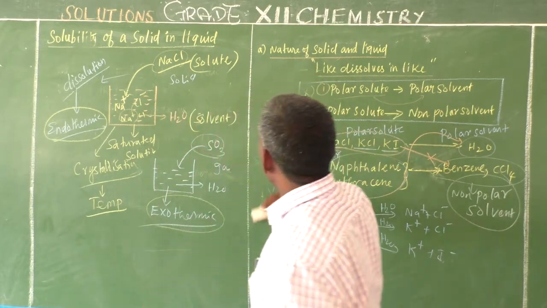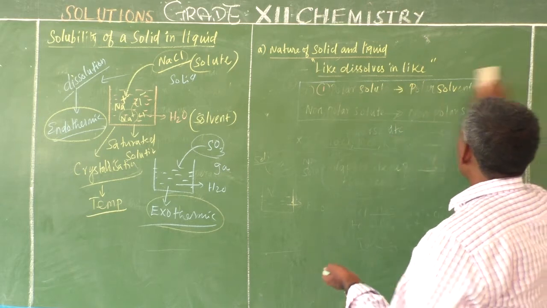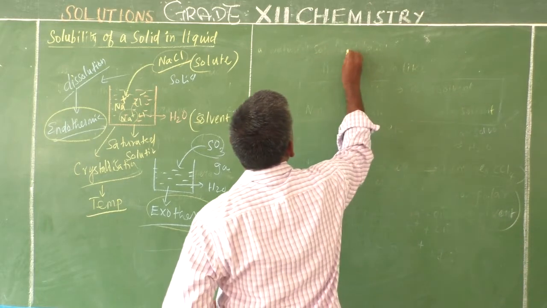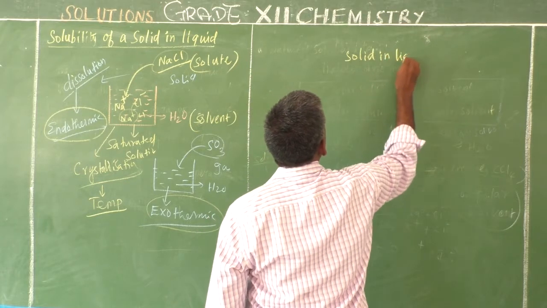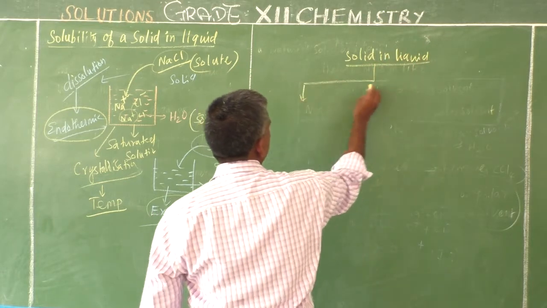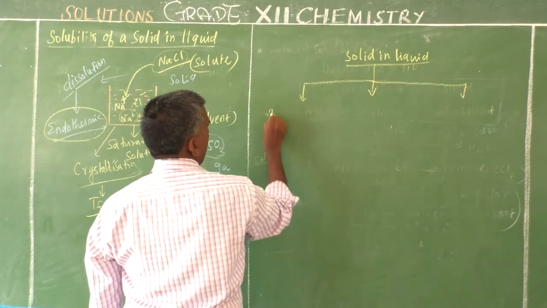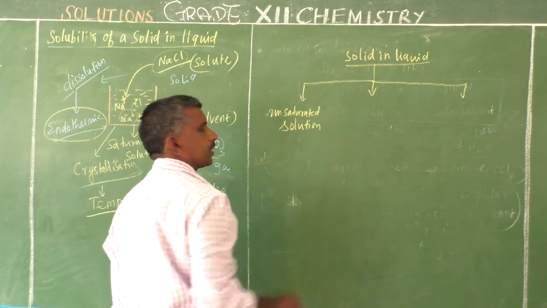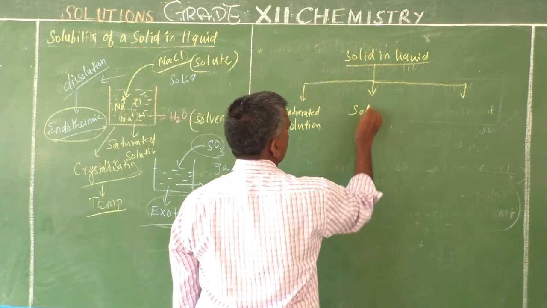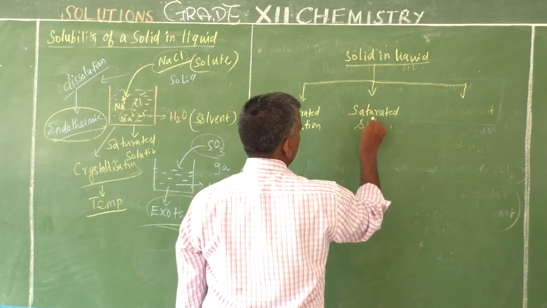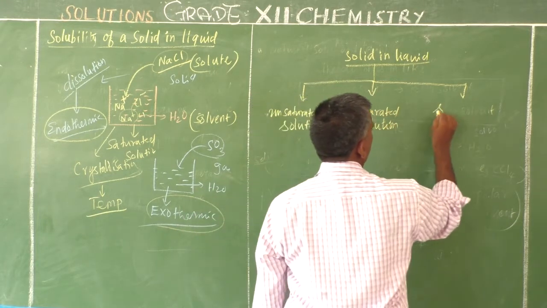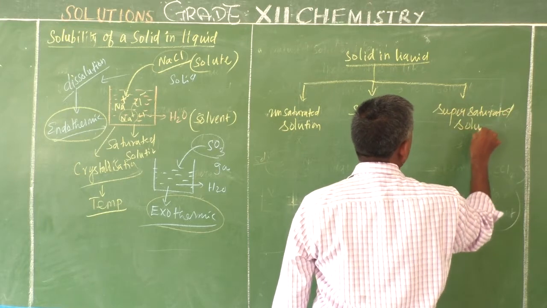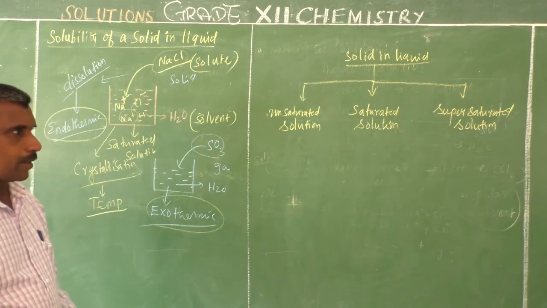Now, the next topic is solid solution. We already discussed the categories, solid and liquid. There are three categories of solution: the first is unsaturated solution, the second is saturated solution, and the third is supersaturated solution.